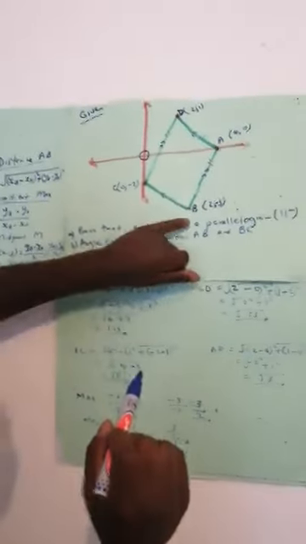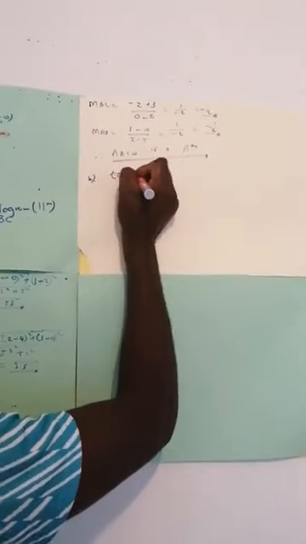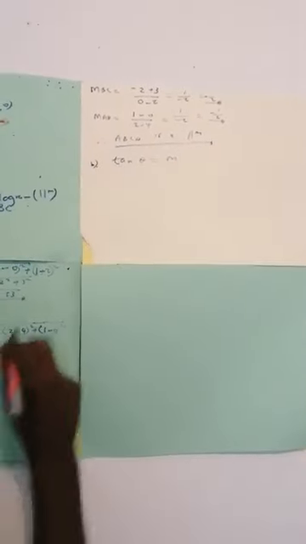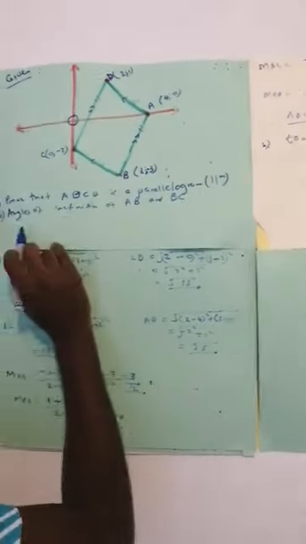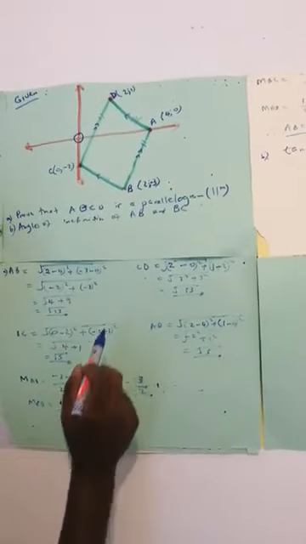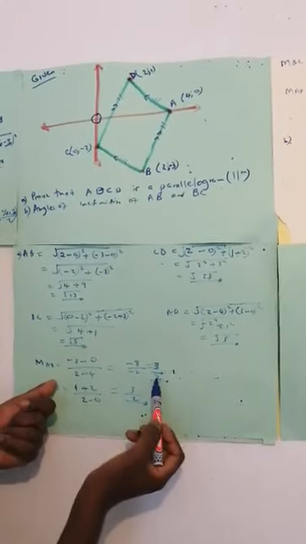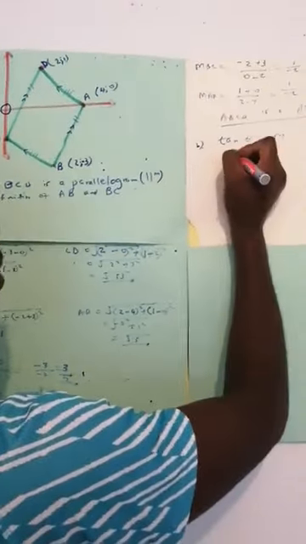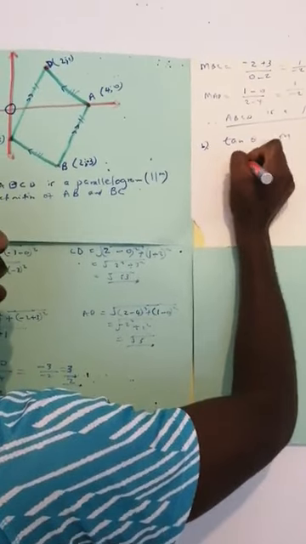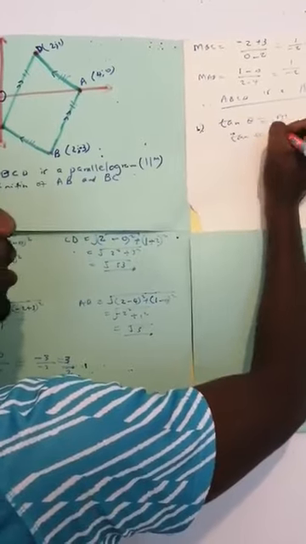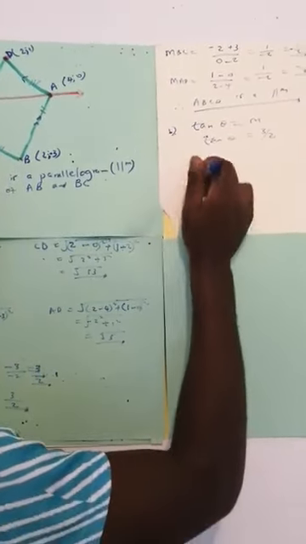If you calculate the angle of inclination, remember that you just say tan theta is equal to m, and then we calculate this angle. So now we are calculating for AB. The gradient of AB is +3 over 2. So we'll say tan theta is equal to 3 over 2, and then we calculate. We're going to go and find the calculator.